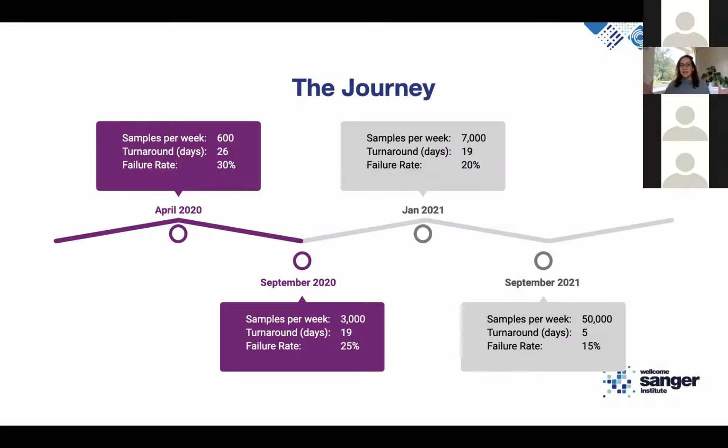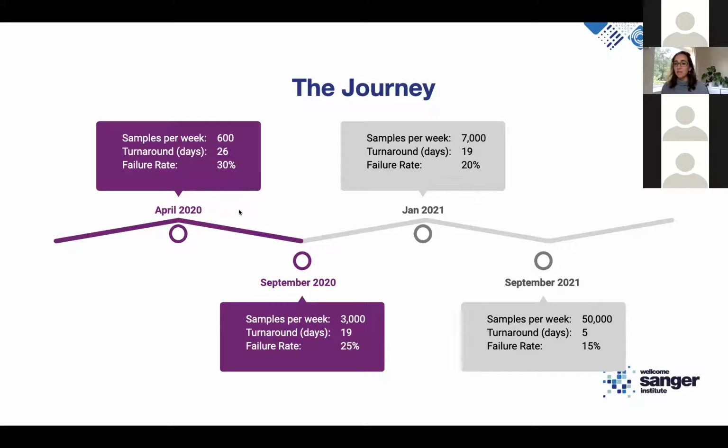So what is our journey? How did we start and where are we at the moment? We started with about 600 samples a week, as you can see here. Then we went to 3,000, 7,000 samples a week, and now we are at 50,000 samples a week.